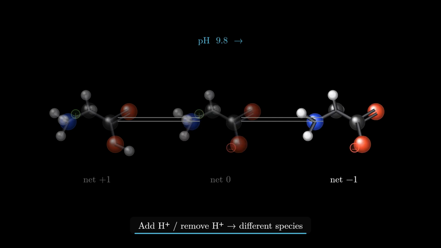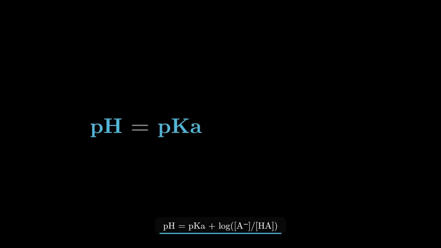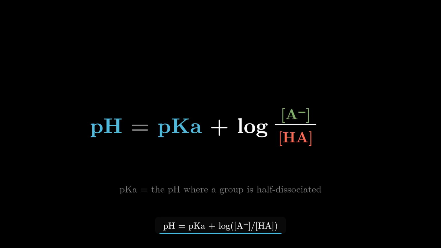The tool that tells you which form dominates is the Henderson-Hasselbalch equation. pH equals pKa plus the log of the deprotonated form over the protonated form. Don't memorize it yet. Read what it means. The pKa is simply the pH at which a given group is exactly half dissociated. Half the molecules have given up their proton, half are holding on. That single number is a fulcrum.